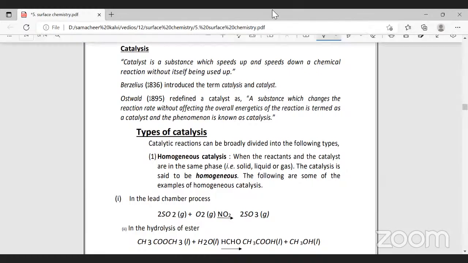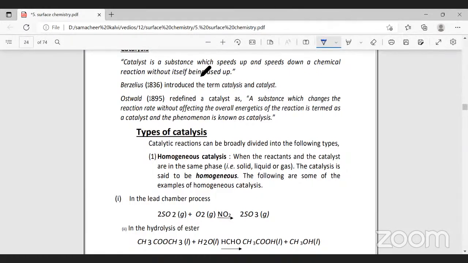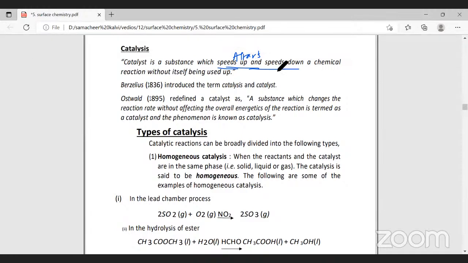What is a catalyst? A catalyst is a chemical substance which alters the speed of the chemical reaction. When we say alters, it can either speed up or slow down. It can either increase or decrease the rate of a reaction without itself being used up. That's the definition of a catalyst.